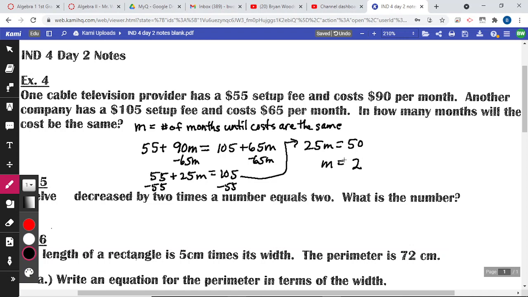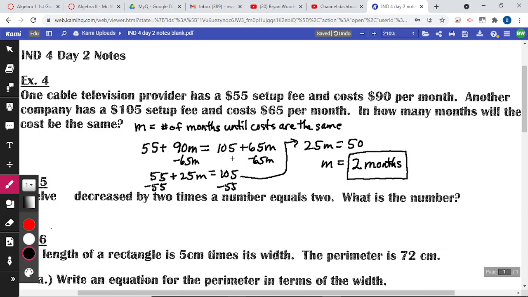Time to interpret that. 2 what? Well, it's 2 months, right? In 2 months, the cost will be the same. Okay. Now, does that seem reasonable? Yeah, it looks about right. And we can check this fairly easily. That can be part of the interpretation step, is check it.